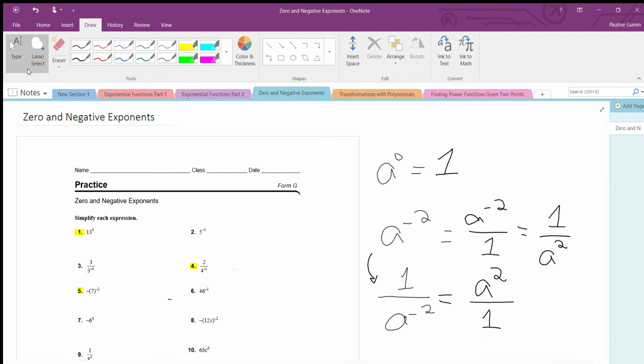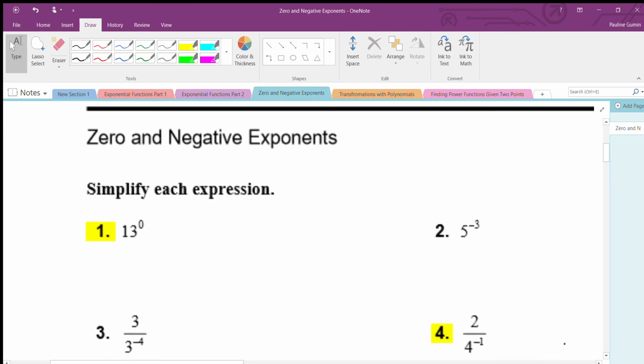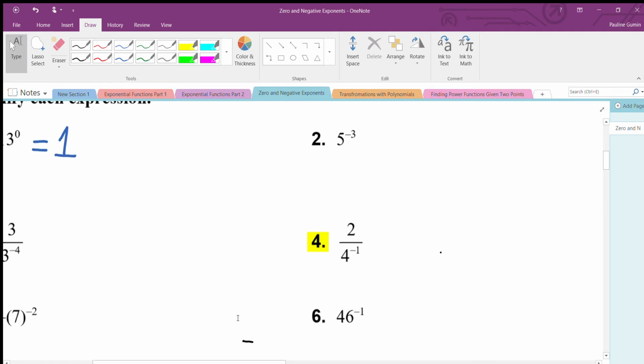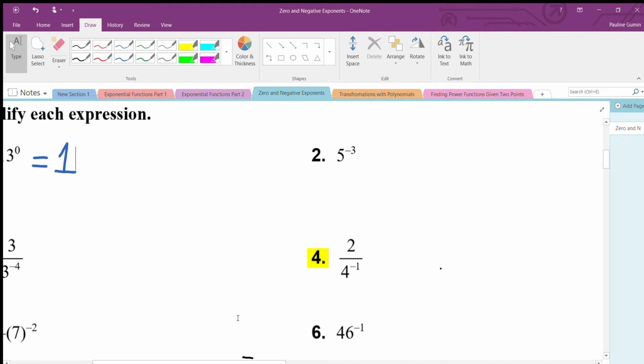I'm going to zoom in. All right, so let's start with my favorite one of all, 0 power. 13 to the power of 0, 1. That's it. Okay. Negative exponent in a fraction. I got excited. All right. So 4 to the power of negative 1 is in the bottom. That means it actually wants to be 4 to the positive 1 on top. And the only thing that's left on the bottom of a fraction is a 1.